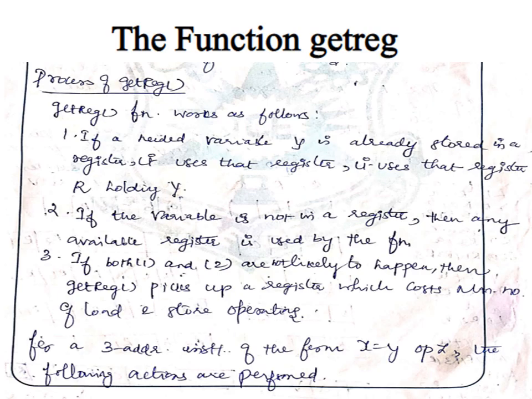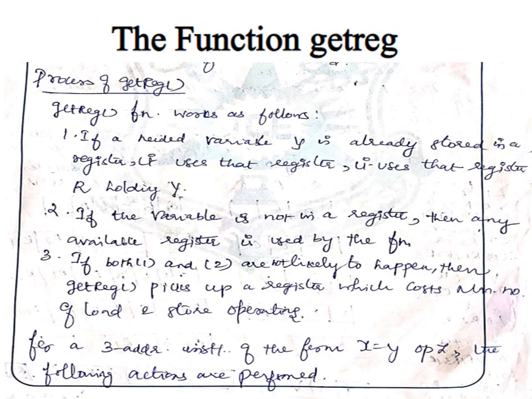So we have three important constraints. If a needed variable y is already stored in a register, it uses that register holding y. If a variable is not in a register, then any available register is used by the function. If neither of these two cases applies, then get register picks a register value which costs the minimum number of load and store operations.